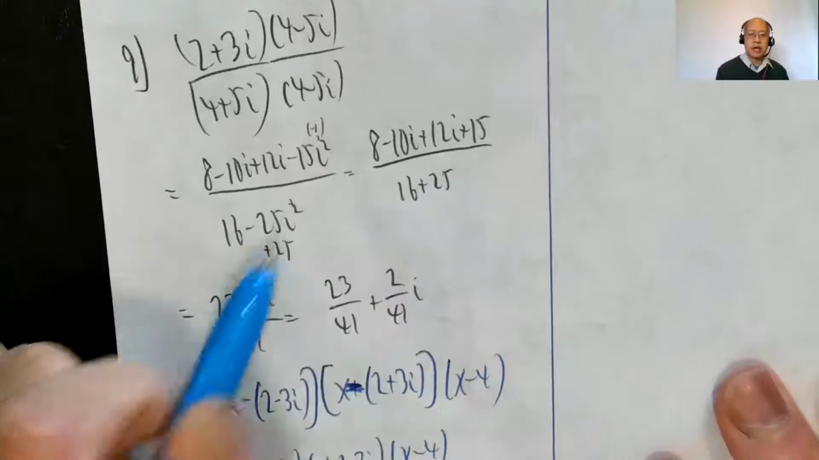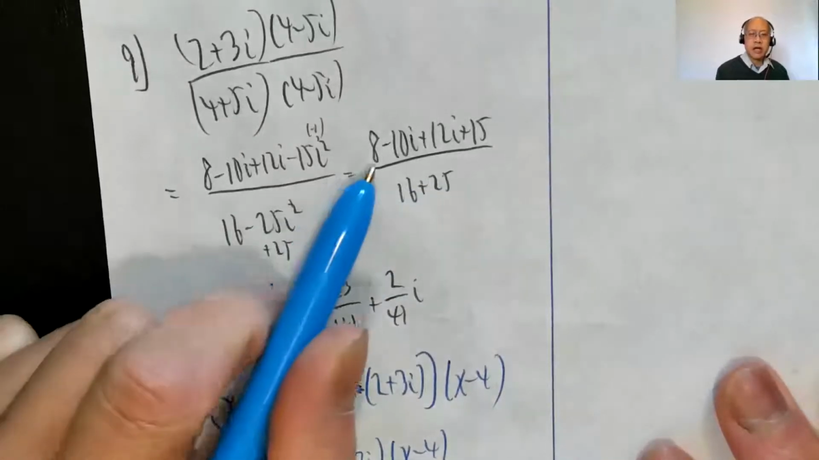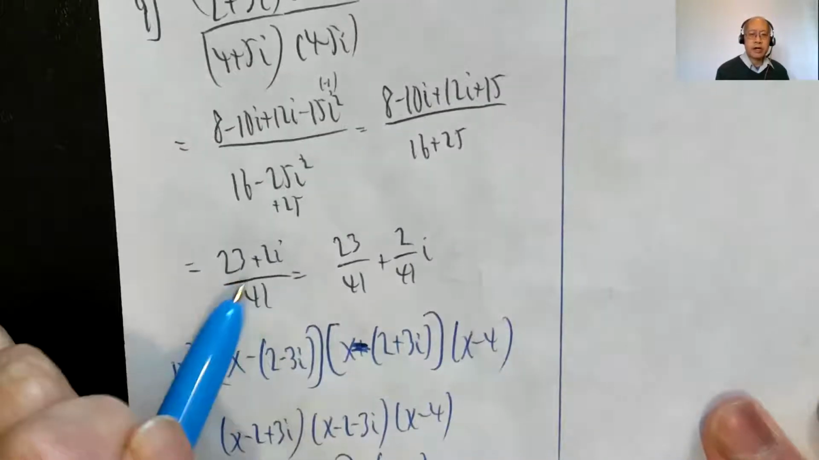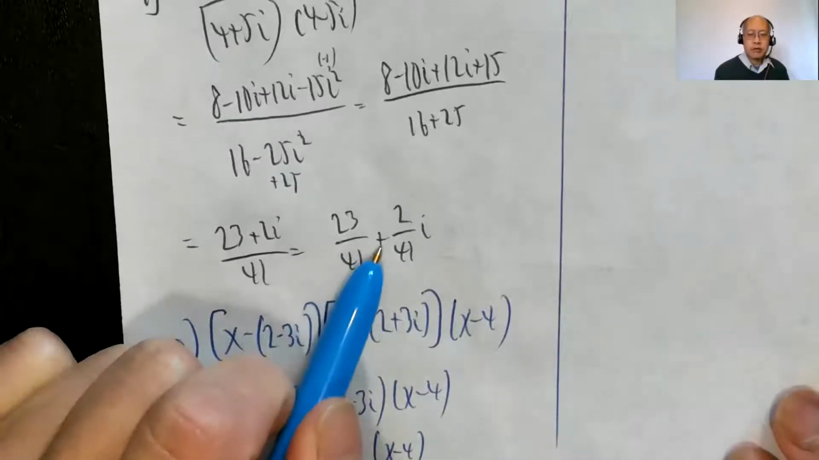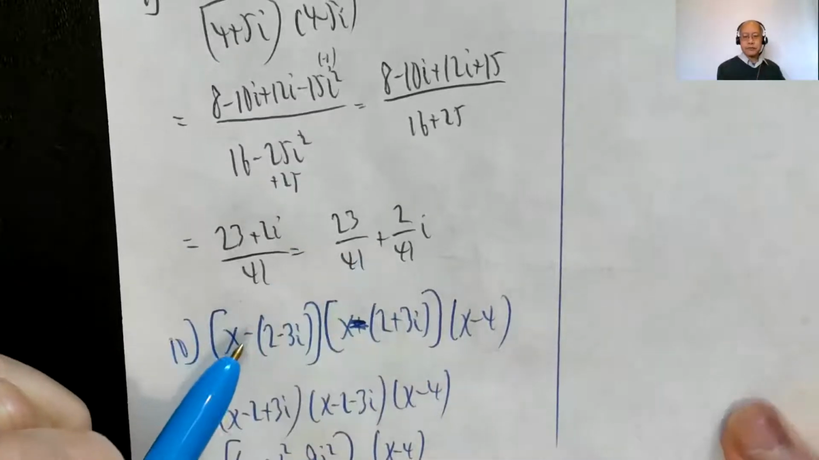8 plus 15 is 23. -10i plus 12i, 2i divided by 41. Split it into 2. 23 over 41 plus 2 over 41i.